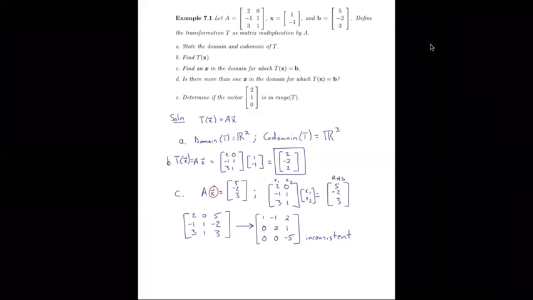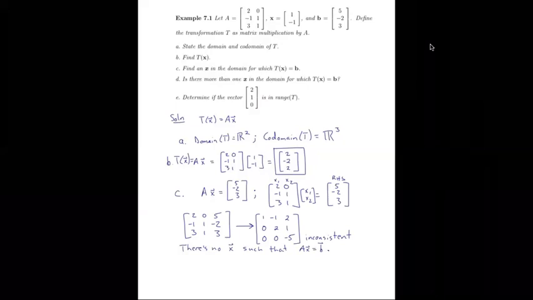And what we found is that it's inconsistent. So that means that there is no X. There's no X such that AX equals B. And that's fine, right? We've seen that before. We've seen systems fail to have a solution.